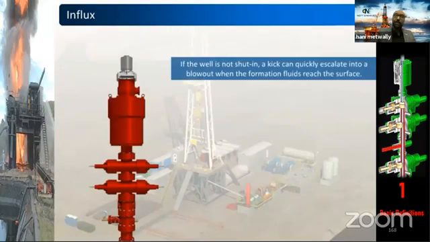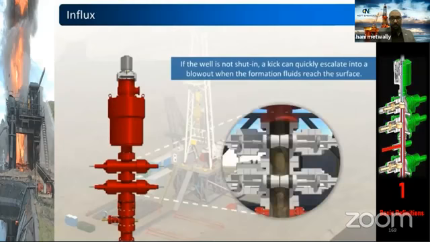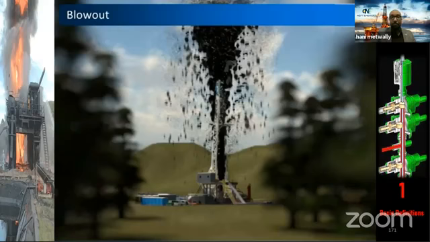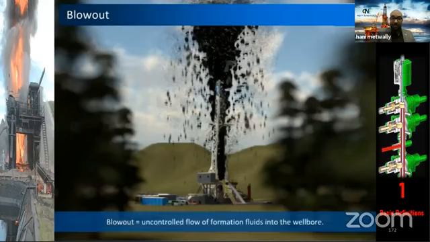Okay, what will happen if we didn't take any action? We have influx on the bottom and we didn't take any action. What will happen? You will have blowout. So what's the meaning of blowout? It means we have uncontrolled flow of the formation fluid into the wellbore, and it reached the surface. So in this case, we have a big problem.